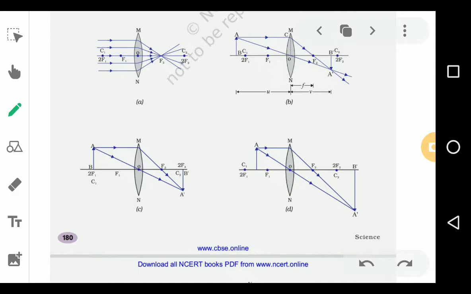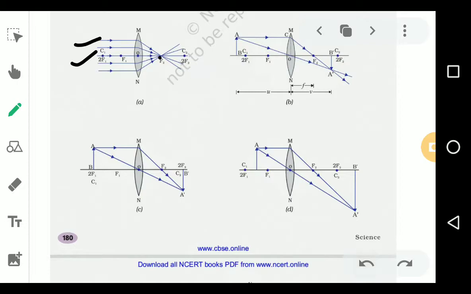Here you can see the light rays, all of them are coming parallel, and if a parallel light ray is coming, it is destined to go through the focus. So all the refracted rays are passing through the focus. This is the focus, as you can see. This is represented as F2. This is F1. This is F2. So the image you are going to get is at the position of F2. And the double of focal length is known as 2F1, or you can write that as C1 also, or on the right hand side it will be C2 or 2F2.